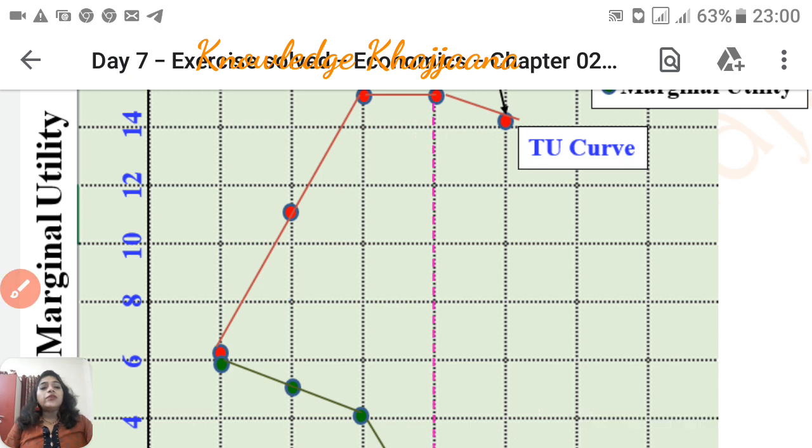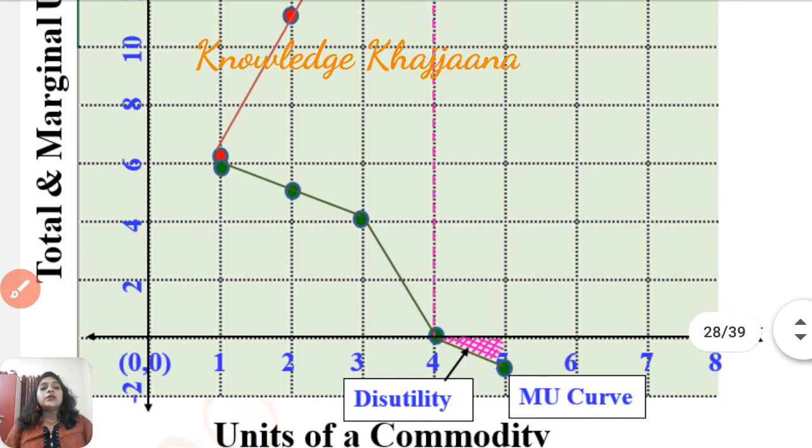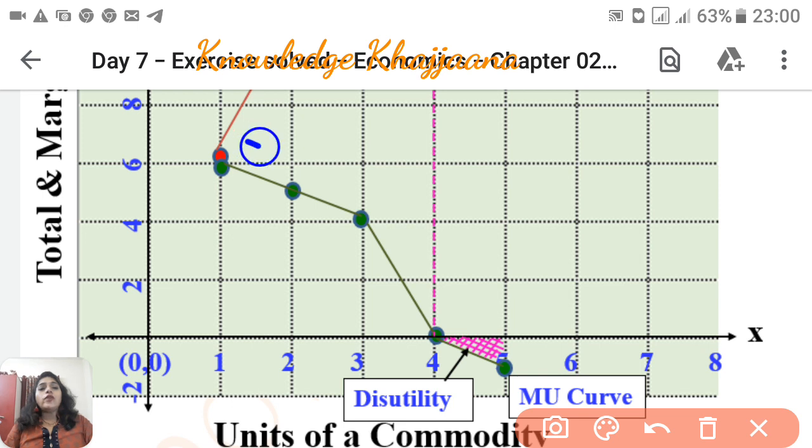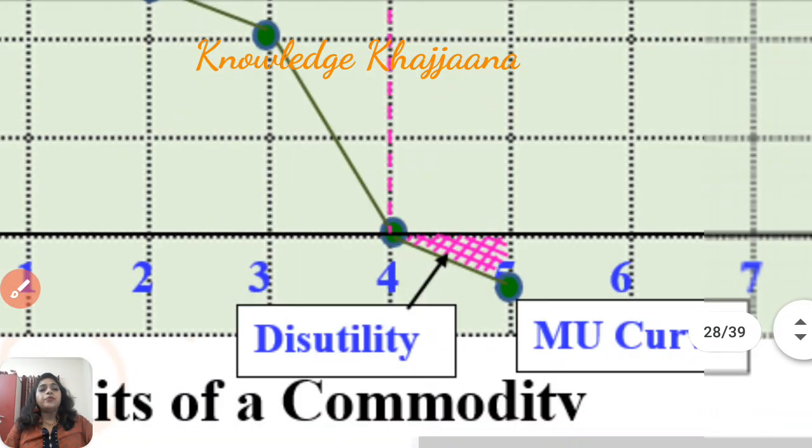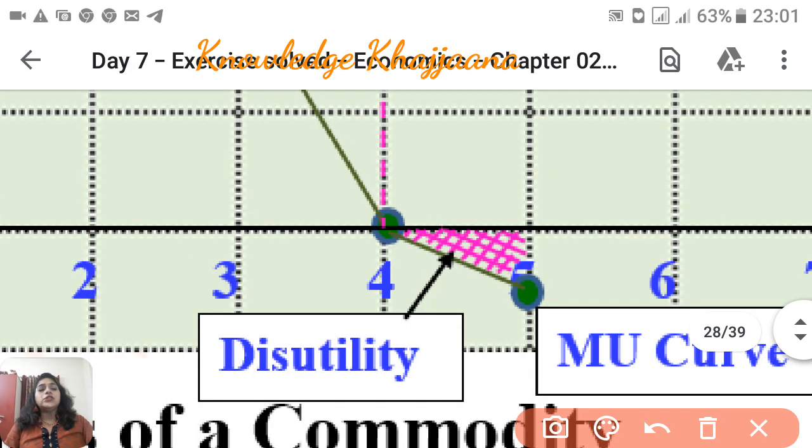And what happened with the curve of marginal utility? See, it is always declining, right? It is always declining, and after reaching a specific level it reached 0 also. After reaching 0 it went still further down and reached -1. This portion, when it goes from 0 to -1, is called the portion of disutility.